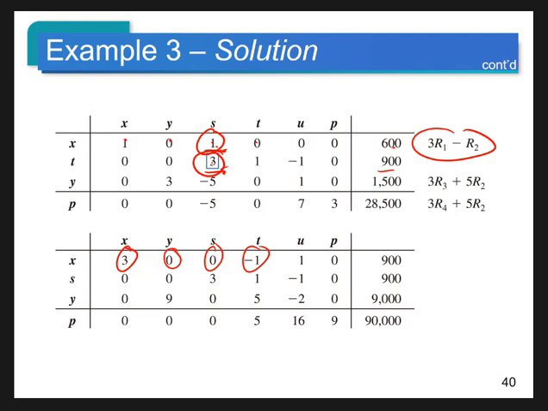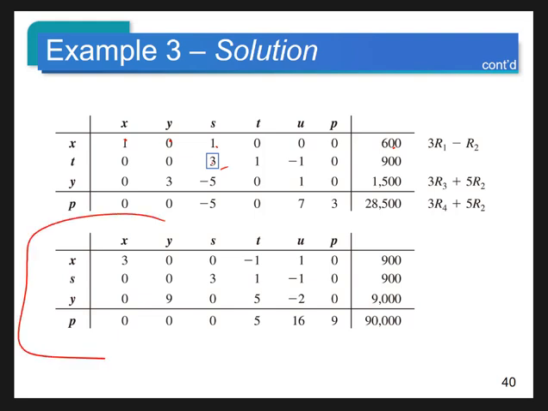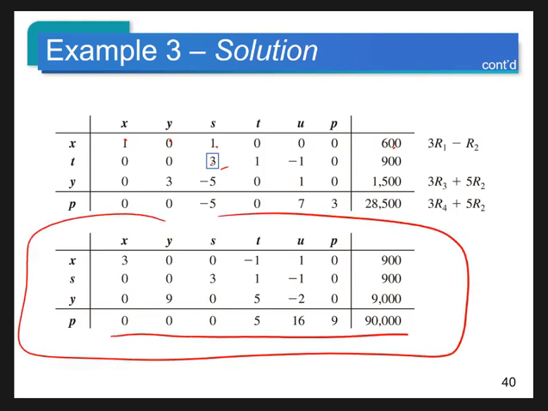And then for this one, to get rid of that, we're going to do 3 times the negative 5 plus 5 times 3. So that's 3 times row 3 plus 5 times row 2. And then we do the same down here, 3 times row 4 plus 5 times row 2. And after we do those, again, these are basically matrix row operations, we get this table here, where finally all of the values in that bottom row are positive.